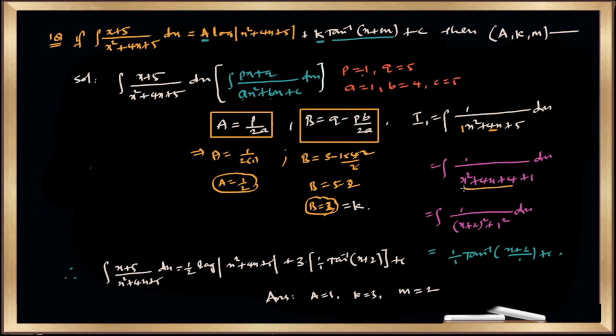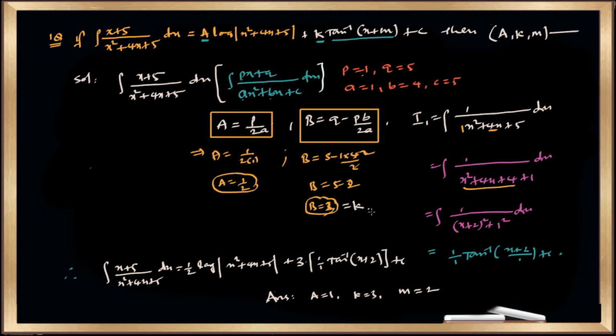So this is in the form of (a plus b) whole square, that is (x plus 2) whole square plus 1, we can write 1 square. So this is in the form of 1 by (x square plus a square). Its formula is 1 by a tan inverse of x by a. So now if you compare tan inverse of (x plus 2) with tan inverse of (x plus m), what about the value of m? The m value is 2.